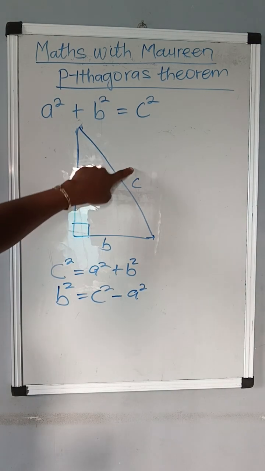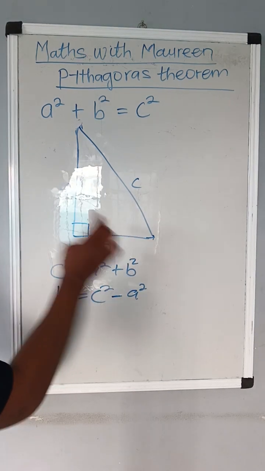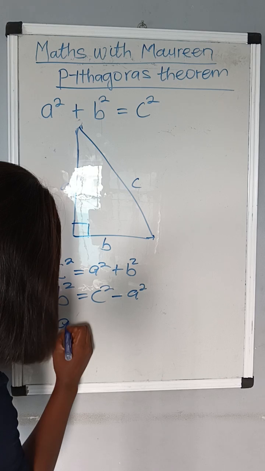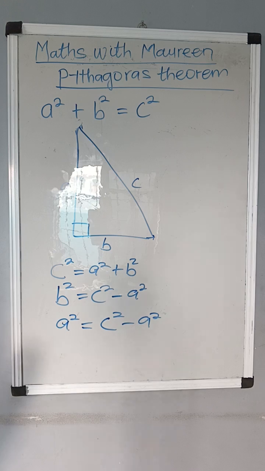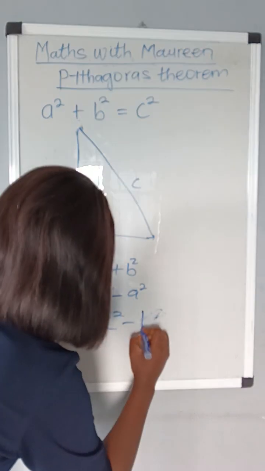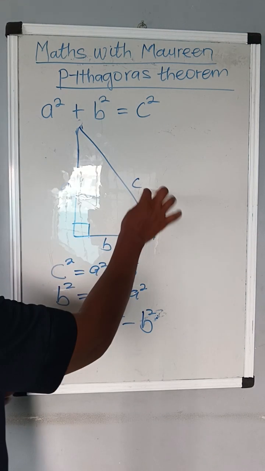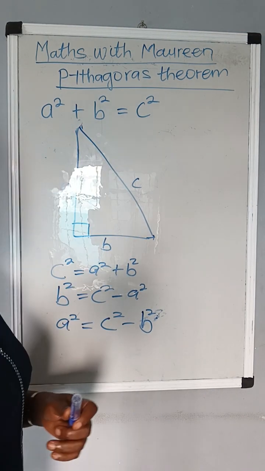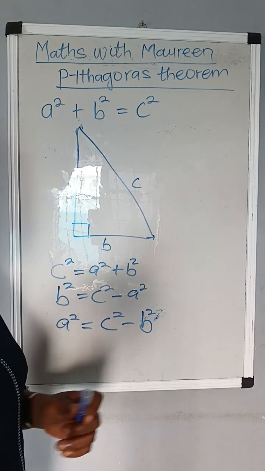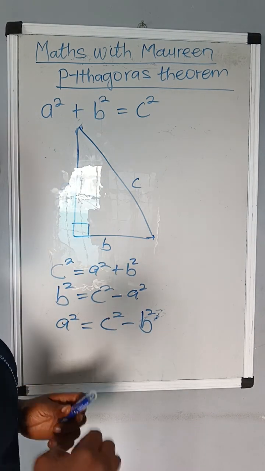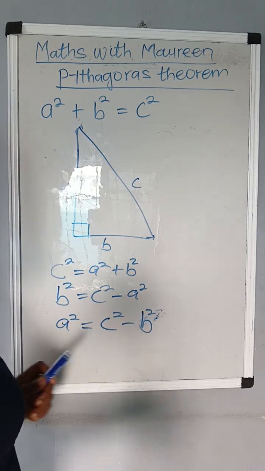Supposing you are given A and C, but not B. Then if you are given C and B and you are required to find A, you make A square the subject. So we have C square minus B square, because we are looking for A. In conclusion, if you are looking for the hypotenuse, add the squares of the other two legs, then take the square root. If you are asked to find any of the legs, A or B, subtract the square of the given leg from the square of the hypotenuse.